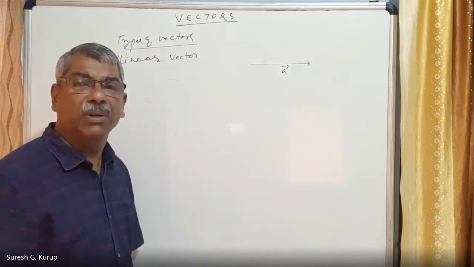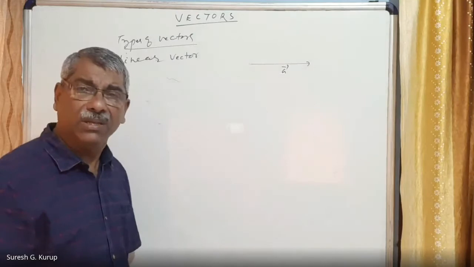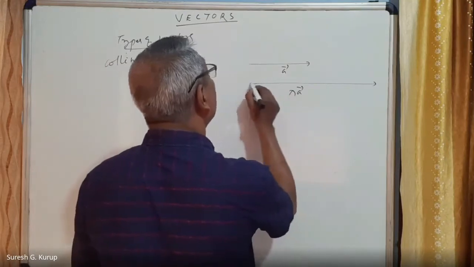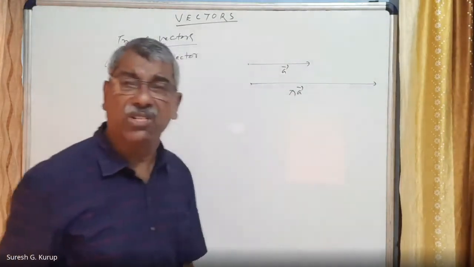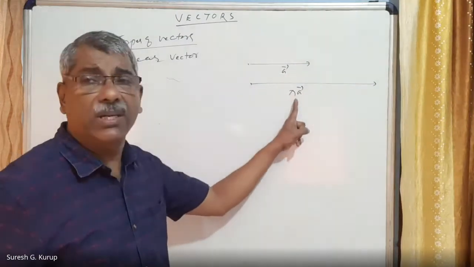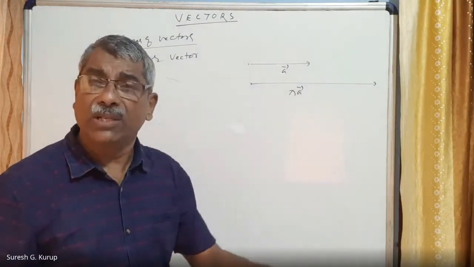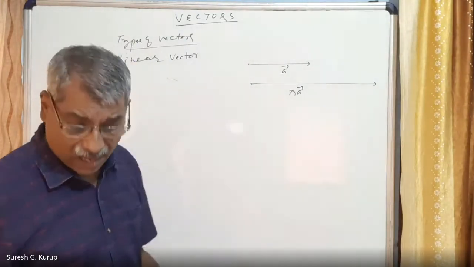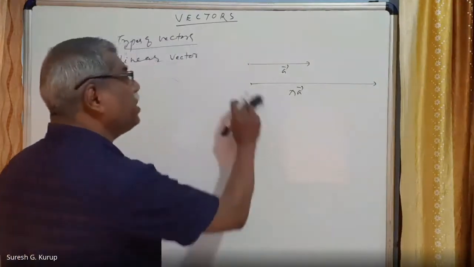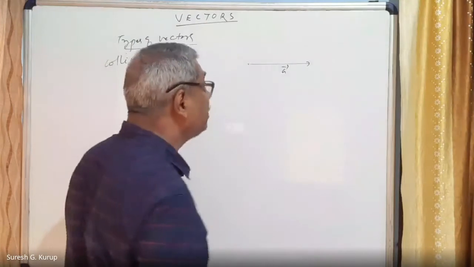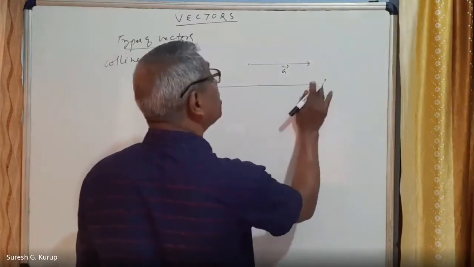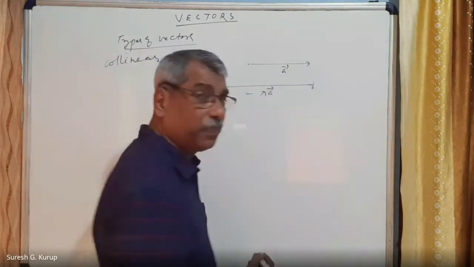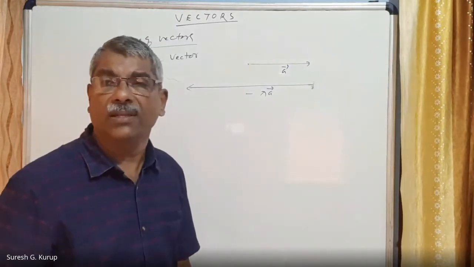Lambda is a number that can be 10, 15, 20, whatever it may be. Then this vector is lambda times vector A. Both act in the same direction. Only the magnitude of vector A is changed by lambda times, but the direction remains the same. Am I correct? Suppose this is multiplied with a negative number, then it becomes like this. This is minus lambda A. That means it acts in the opposite direction.